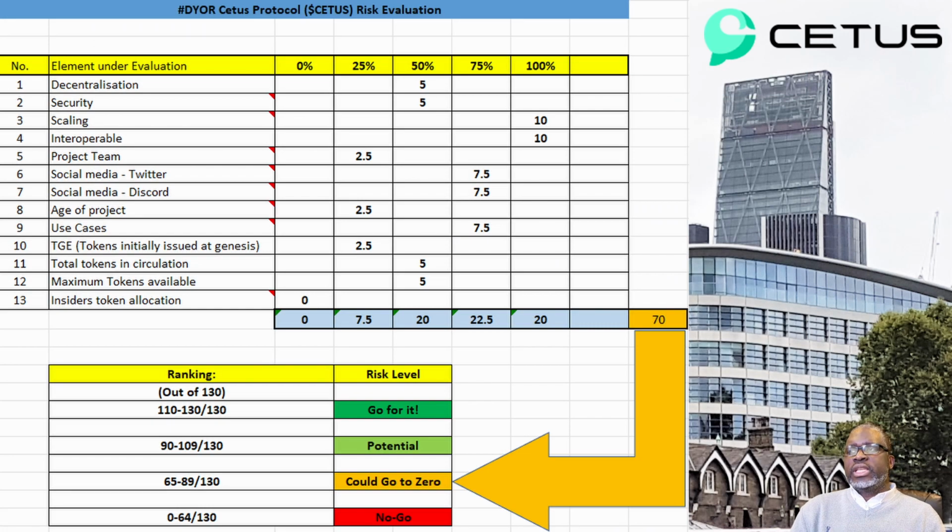The aggregate score for CETUS comes up to 70 points out of 130, which puts it in exactly the same category as Scallop platform. Guys, what do you think? Do you think these two are related? And do you think we've been fair to CETUS protocol? Let us know in the comment section.